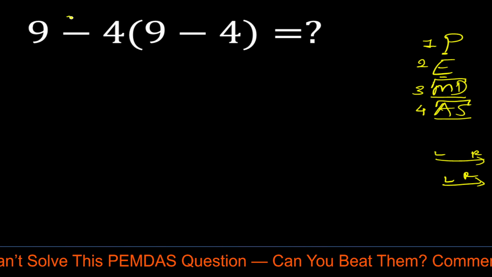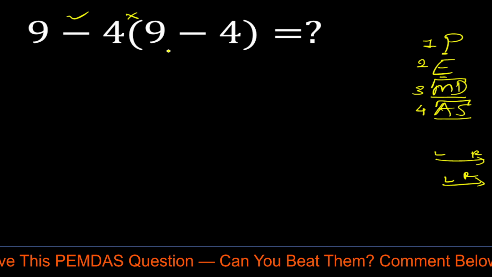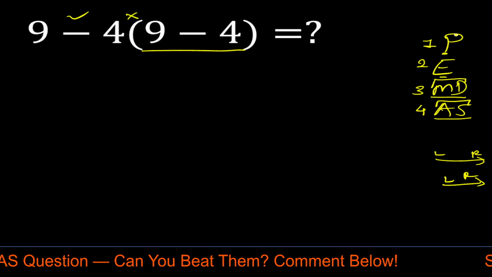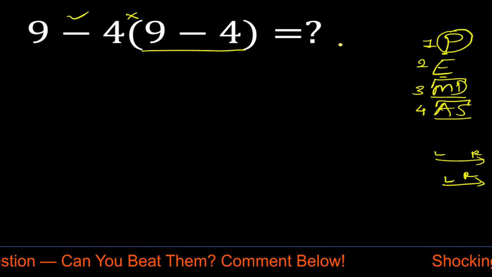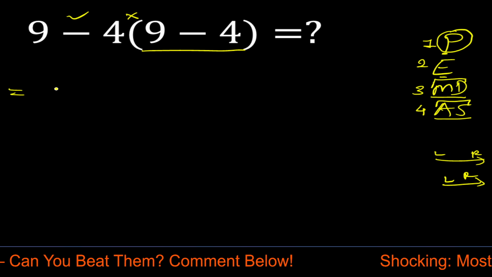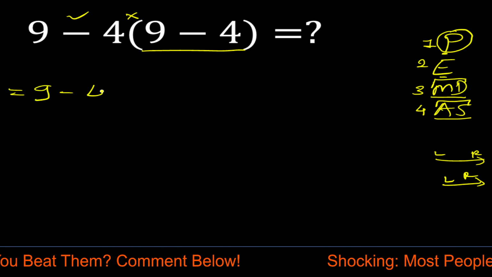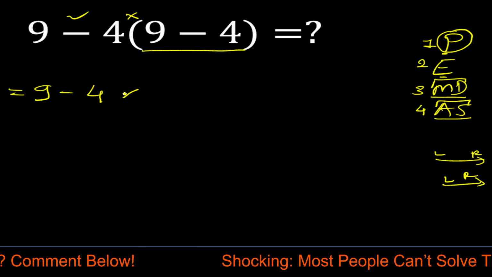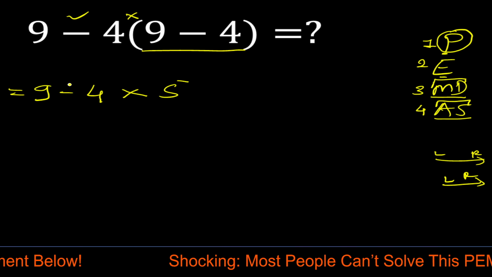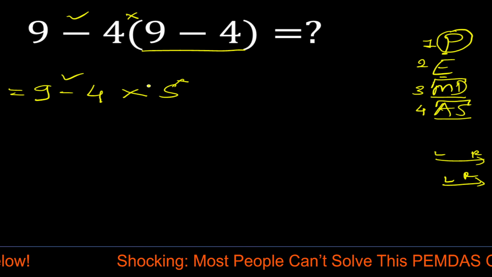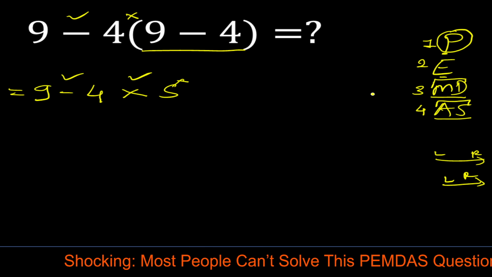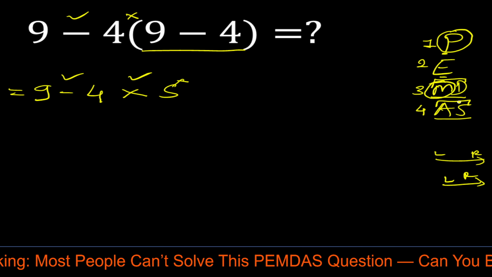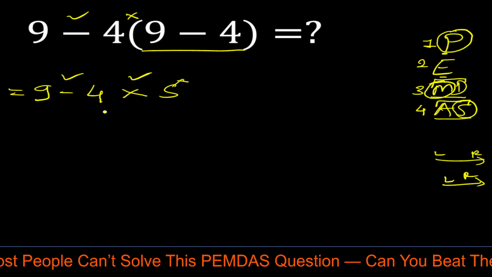So in this question, here we have subtraction, here multiplication, and here we have one parenthesis, right? So according to the PEMDAS rule, first we have to solve the parenthesis. So now 9 minus 4. Now solve this parenthesis. 9 minus 4 is equal to 5. So times 5, right? Now here we have subtraction and here multiplication. So according to the PEMDAS rule, first we have to solve multiplication, then we have to solve subtraction, right?